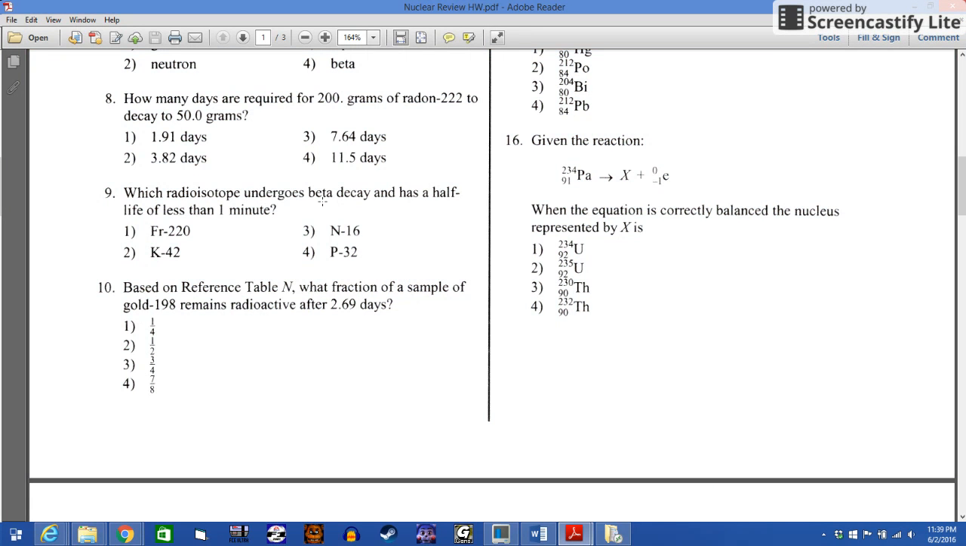Number 9, which radioisotope undergoes beta decay and has a half-life of less than 1 minute? All right, so this is clearly a Table N question.